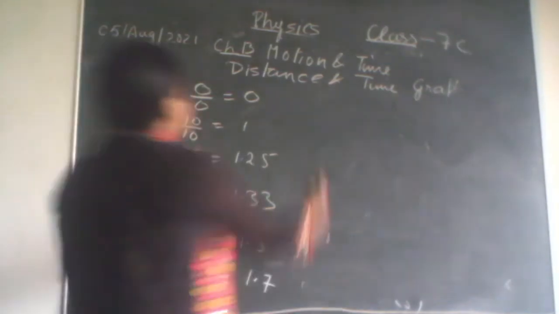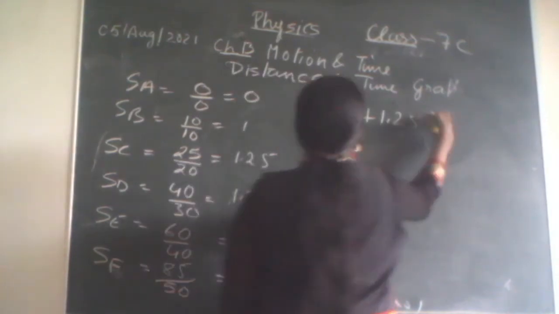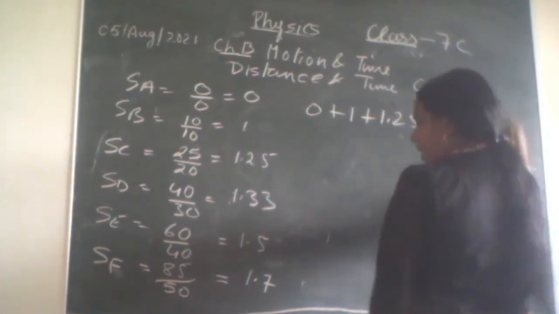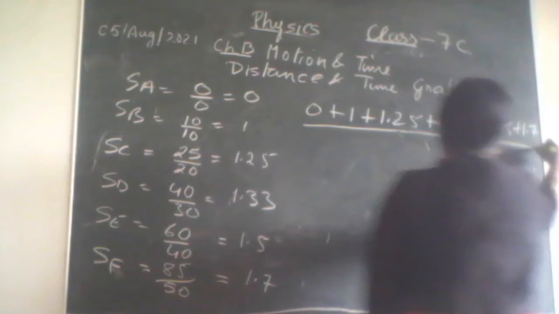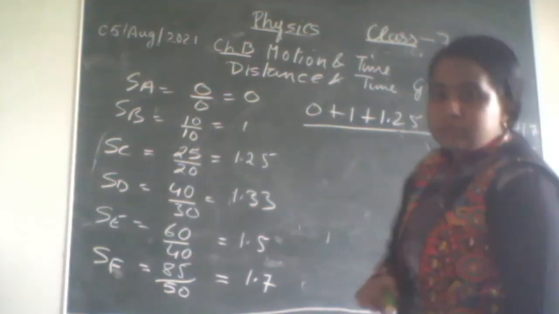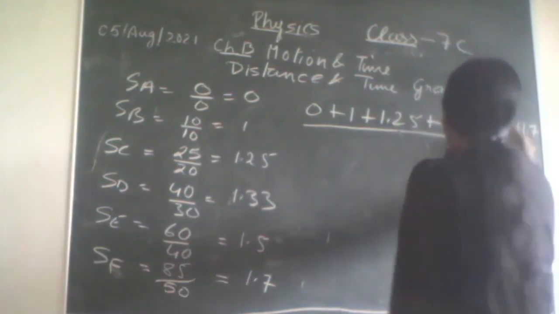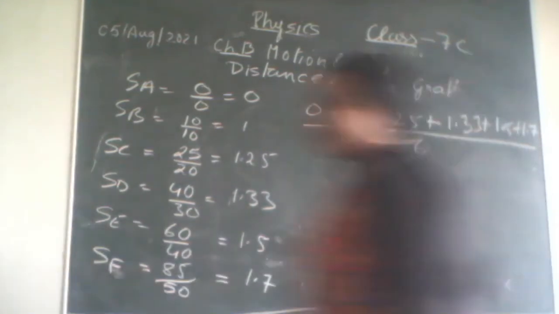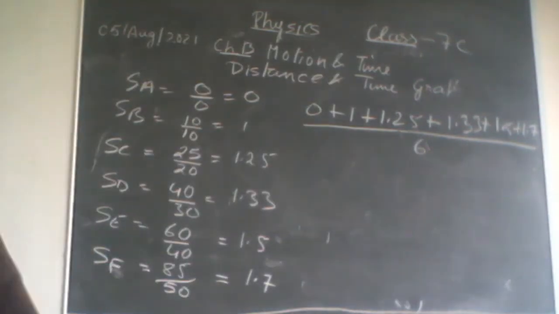0 plus 1 plus 1.25 plus 1.33 plus 1.5 plus 1.7, all divided by the number of parts. Number of points. So 1, 2, 3, 4, 5, 6. How many points are there? 6. Can anyone tell me the sum?